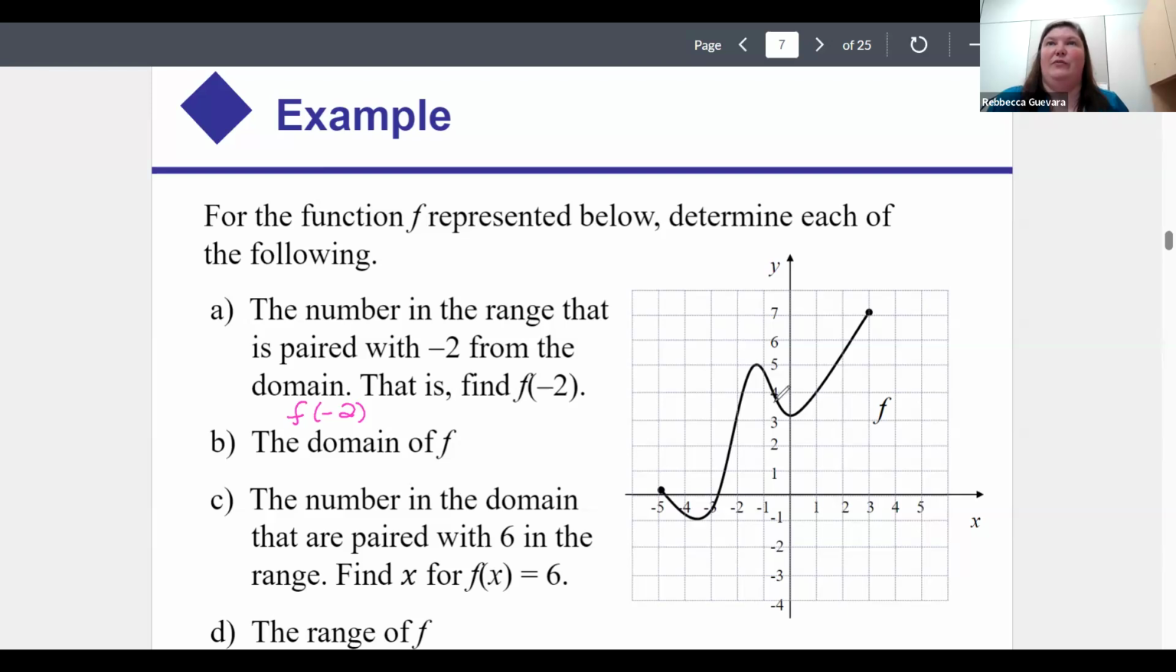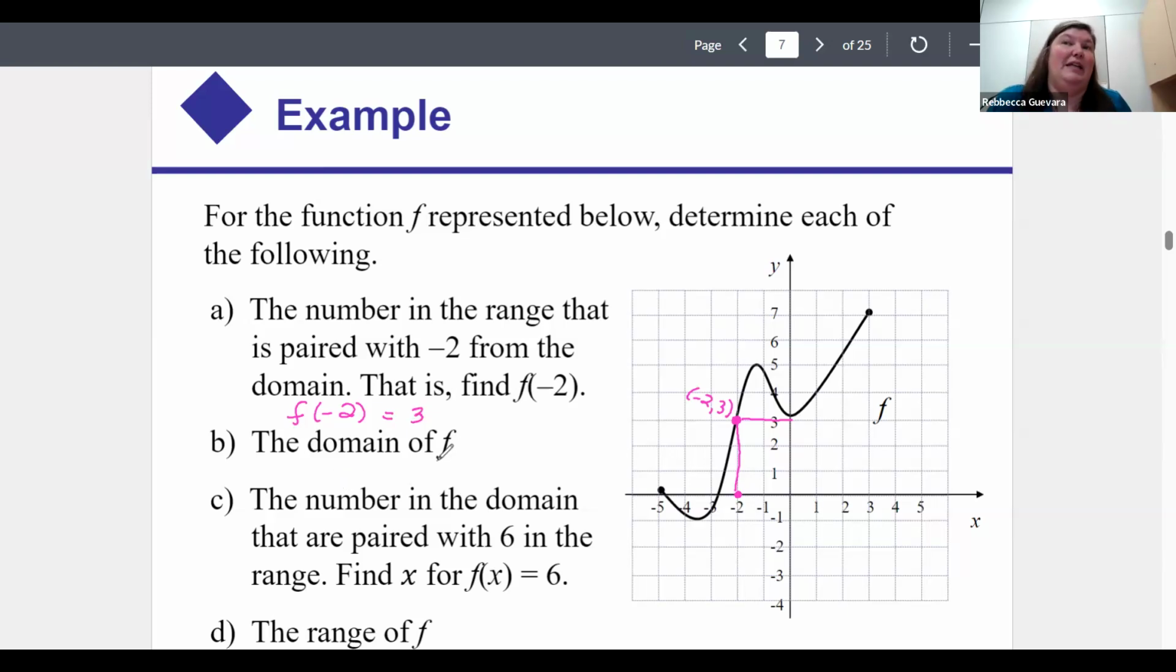Okay, so we're looking for a number in the range that is paired with -2. So that means we're looking for -2, and we're seeing what does it pair with. So when we come up and hit this point on the line, we see that pairs with 3. So this is a point -2, 3. So f of -2 is just 3.